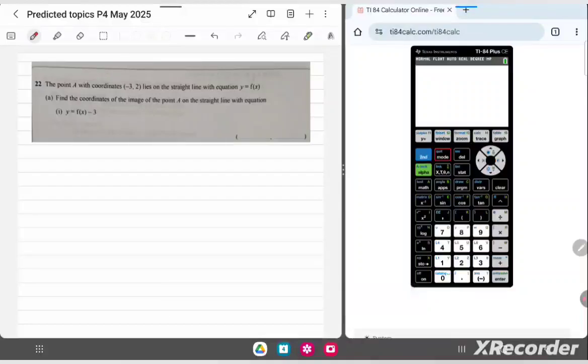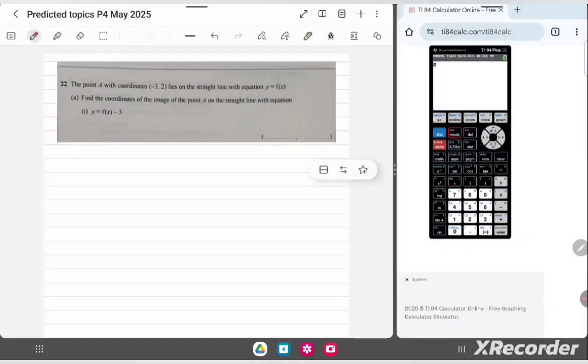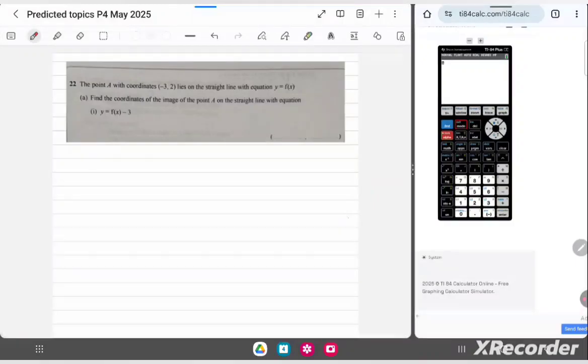We don't need this calculator, but it's new and important. Okay, sorry.